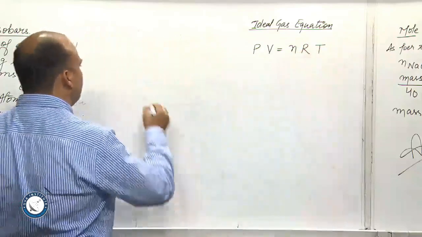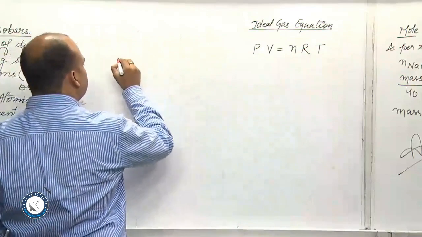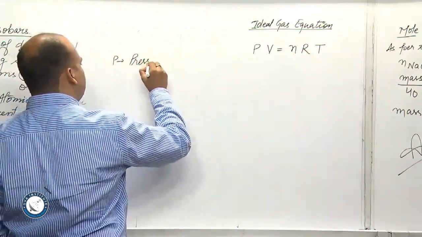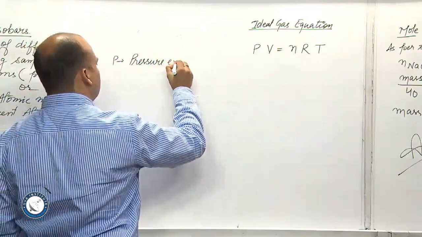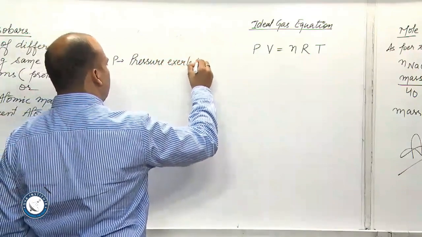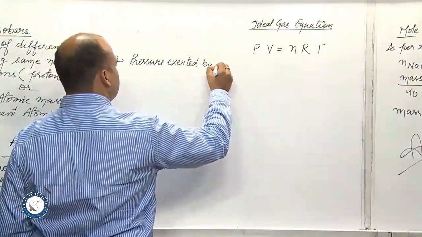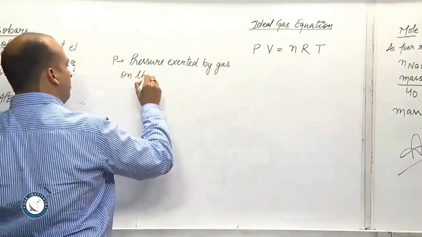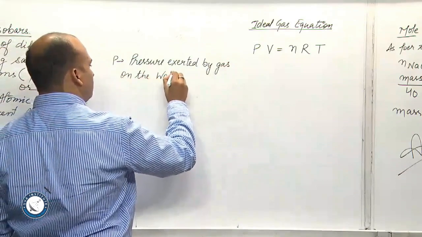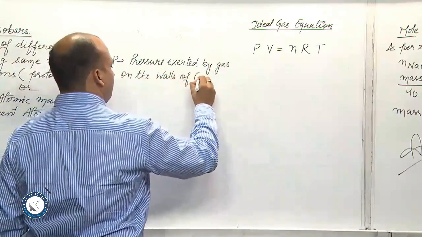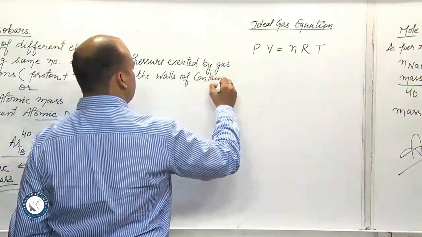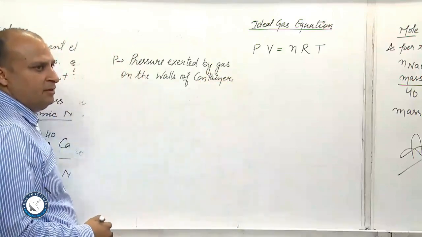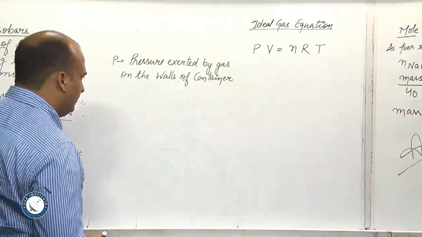Now let us segregate. What is P? P stands for pressure exerted by gas on the walls of container. Okay? A gas on the walls of container.